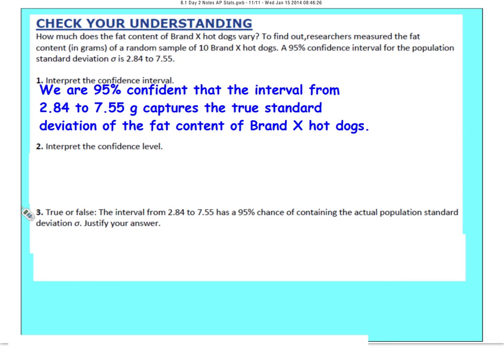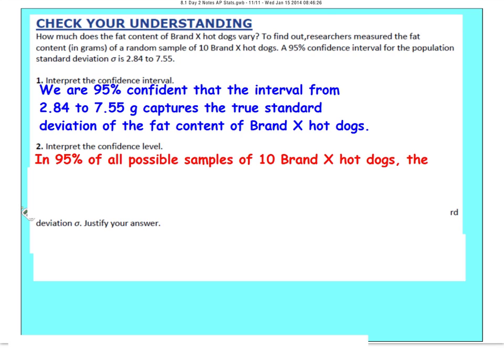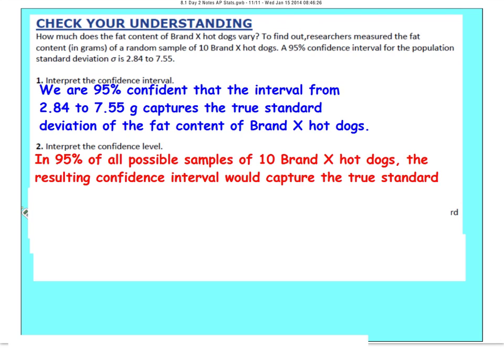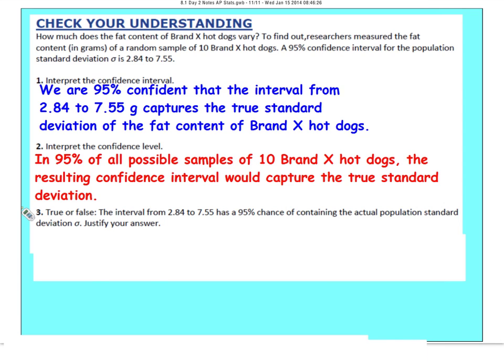How does the confidence level differ? Well, the definition for confidence level: in 95% of all possible samples of 10 brand X hot dogs, the resulting confidence interval would capture the true standard deviation. Last question here, true or false? The interval from 2.84 to 7.55 has a 95% chance of containing the actual population standard deviation.